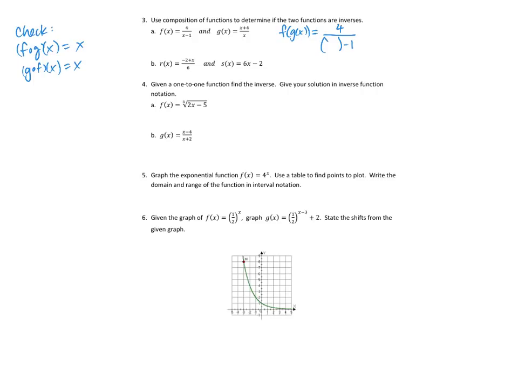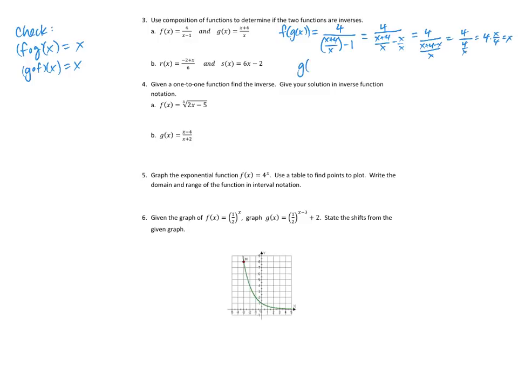And what's g of x? It's x plus 4 over x. And so I can simplify this down, and I can say that that's 4 over x plus 4 over x minus x over x. So that gives us 4 over x plus 4 minus x over x, which gives us 4 over x, which is equal to 4 times x over 4, which is x. Okay, so that looks promising.